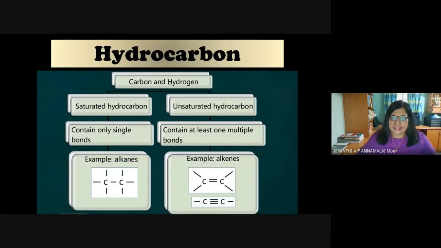Now look at this hydrocarbon. Again, it is made of hydrogen and carbon. Just now I said there is saturated hydrocarbon, which I have not gone into detail yet, and unsaturated hydrocarbon. This is just a wrap up. Saturated means it contains only single bonds. Unsaturated means it contains at least one multiple bond. It can be a double bond, look at the picture, or it can be a triple bond.